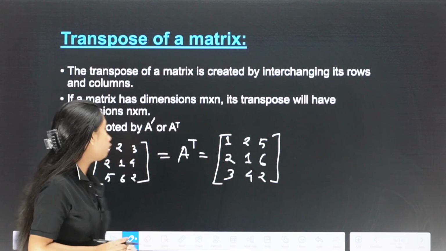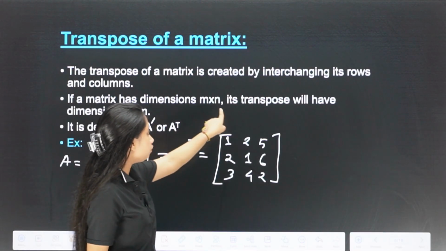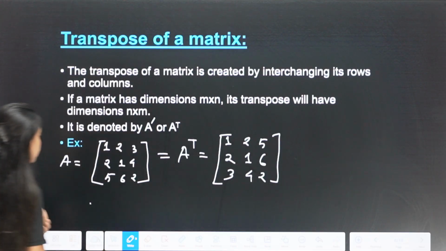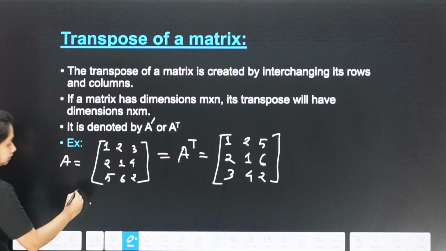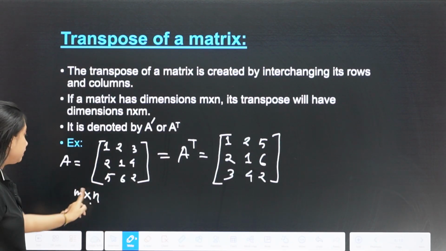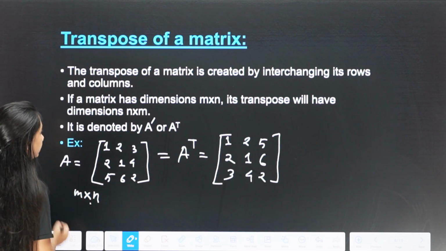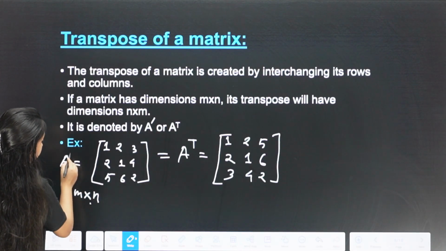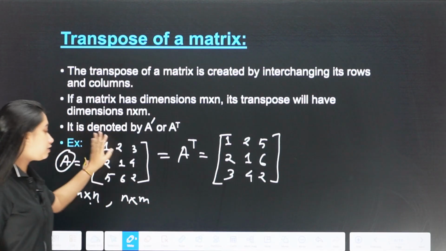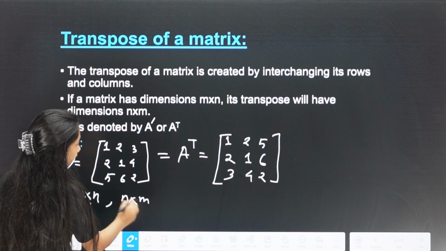So it's easy to find the transpose of any matrix. If a matrix has dimension m into n, its transpose will have dimension n into m. For example, if a matrix has m rows and n columns, the transpose of A will have dimension n into m. Why? Because we interchange columns and rows, so it has n rows and m columns.